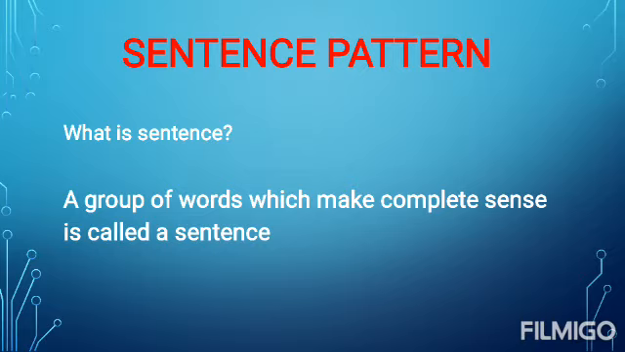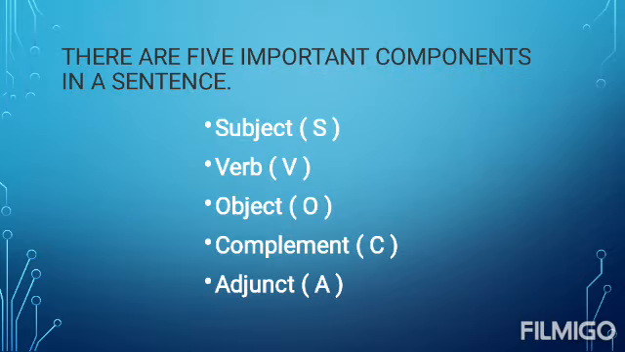Every sentence will be in a certain pattern. To identify those patterns, we have certain components such as subject, verb, object, complement, and adjunct. Subject is marked as S, verb is marked as V, object is marked as O, complement is marked as C, and adjunct is marked as A.